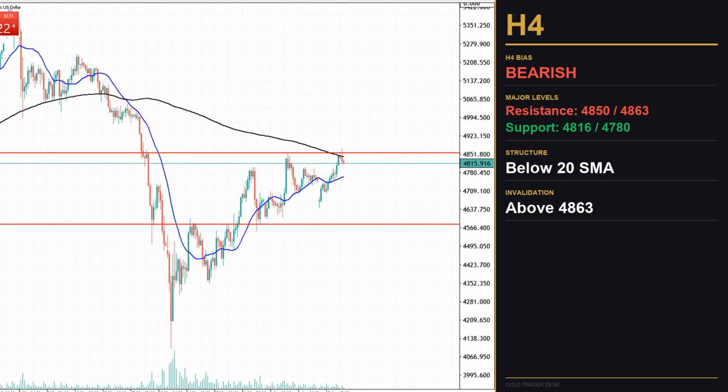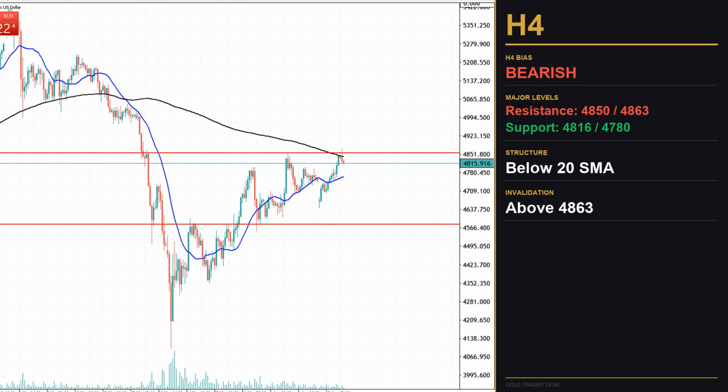On the 4-hour time frame, the rejection from 4850 has formed a clear resistance ceiling. Price action shows increasing selling pressure as gold struggles to maintain above 4,816 support. The bearish scenario becomes invalid only with a sustained break and close above 4863 on this time frame.